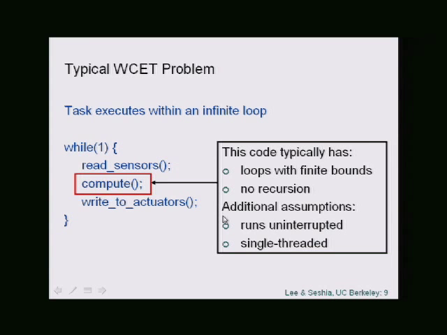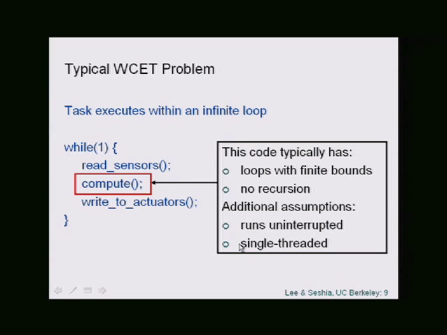And then they also make the assumption that this part of the code runs single-threaded, which is usually reasonable because you're only interested in timing the single-threaded parts, and then you have something else, a different kind of analysis, which finds a bound on the overall multi-threaded system. Okay, so this is the setting we're going to use. We'll be interested in timing programs with finite bounds, no recursion, and which are single-threaded, and we assume no interrupts.